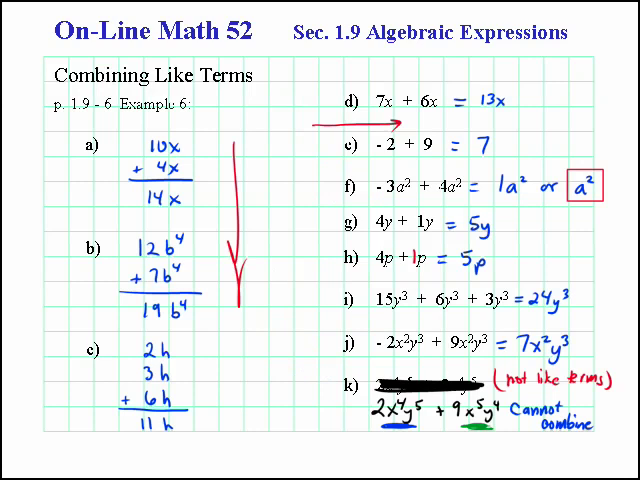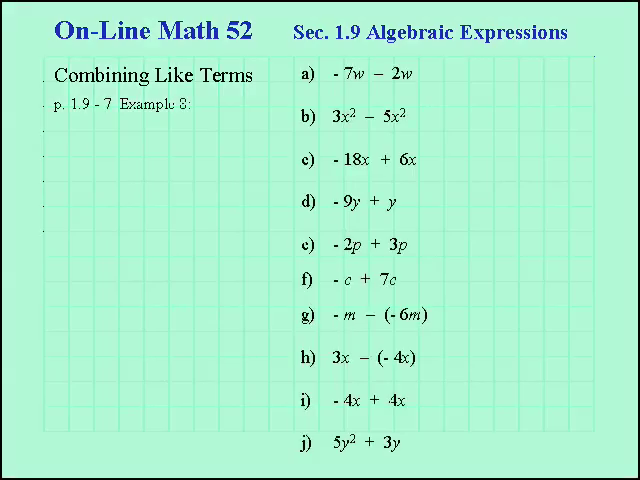Now this was example 6. I'm going to skip example 7. You can do that one. It's very similar. You can do it. In fact, so is example 8, which we've gone on to now. Notice we're at example 8 now. The only difference here is that some of the coefficients are negative, and so that's just going to work itself out. But otherwise, things work out very much the same.